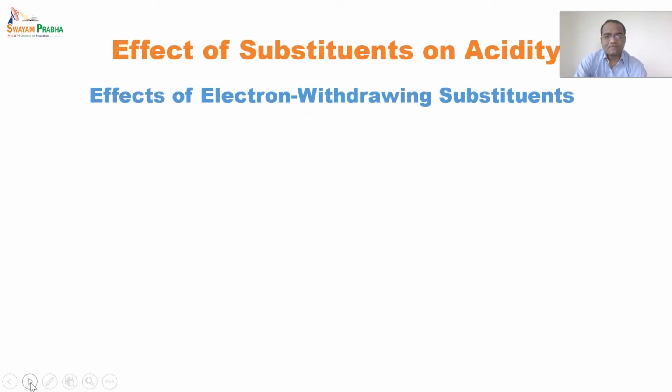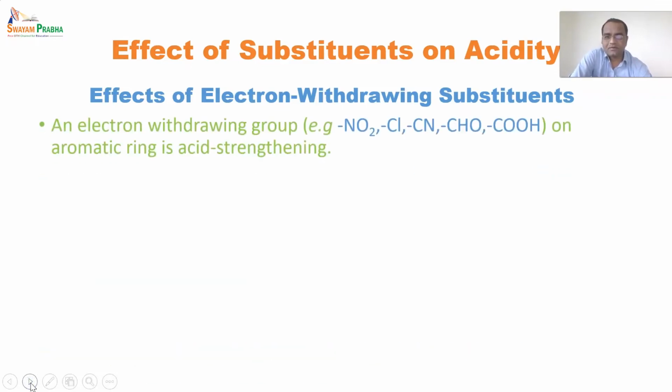Firstly, there are two things that we should know. One is electron withdrawing and the second one is electron donating. In the earlier lectures also we have seen what electron withdrawing groups and electron donating groups are. So again here we will see electron withdrawing. An electron withdrawing group on an aromatic ring increases the acid strength, groups such as nitro, chloro, cyano, aldehyde and carboxylic acid.